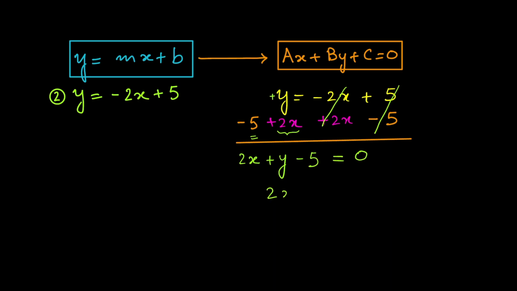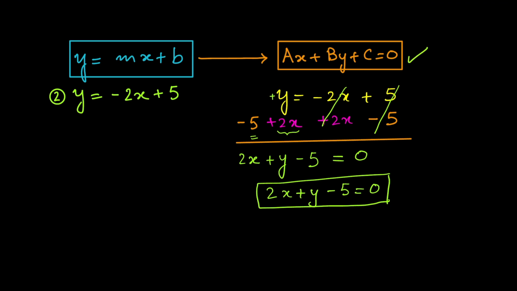So you can see that we get 2x plus y minus 5 is equal to 0, the general form, which is the same as this one now. From here we can look for the values of a, b and c. So what is a here? a is 2, the coefficient. What is b? b is the coefficient of y, so no number is there, so it's 1. And c is a constant, which is minus 5. So all these three are integers.